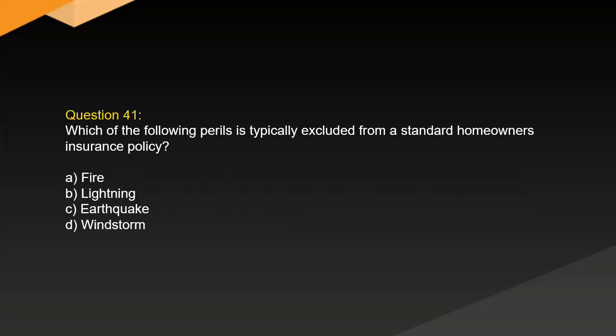Question 41. Which of the following perils is typically excluded from a standard homeowner's insurance policy? A. Fire. B. Lightning. C. Earthquake. D. Windstorm.